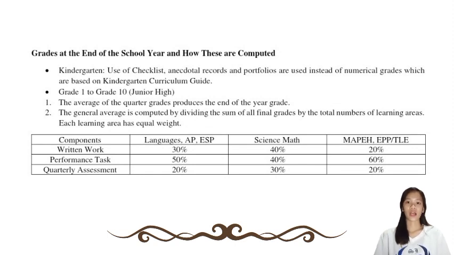Second, the general average is computed by dividing the sum of all final grades by the total number of learning areas. Each learning area has equal weight. As you can see on the table, the subjects Language, AP, and ESP have different weights as compared to Science and Math. In addition, the subjects MAPEH, EPP, and TLE also have different weights on the different components as compared to the other academic subjects. Take a few seconds to examine the table and how each of the components varies in weight.